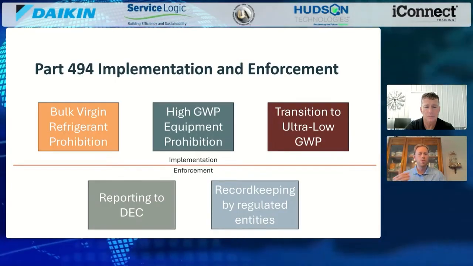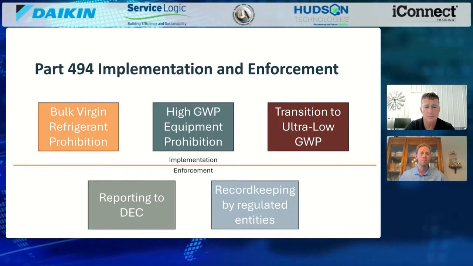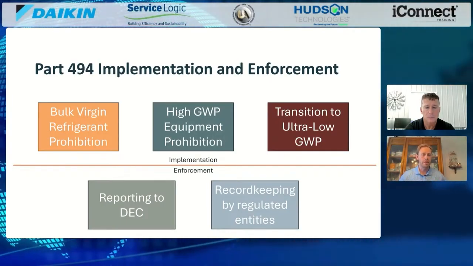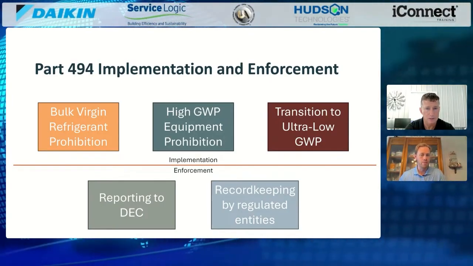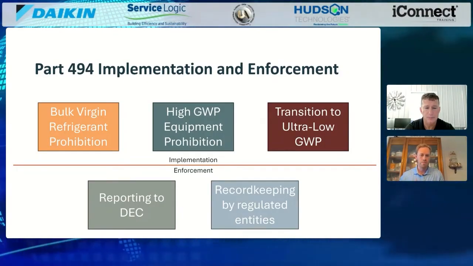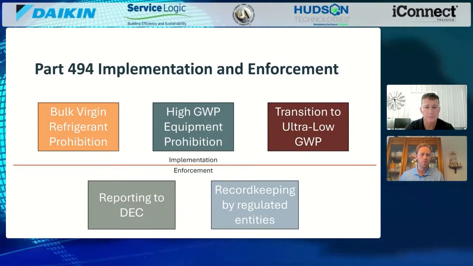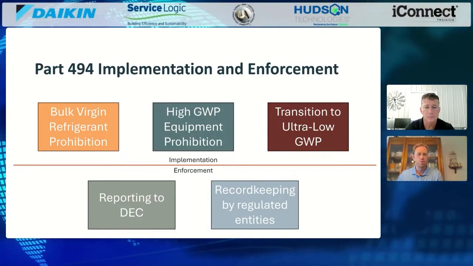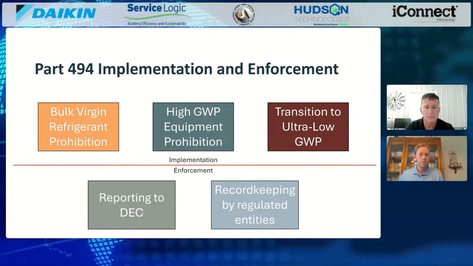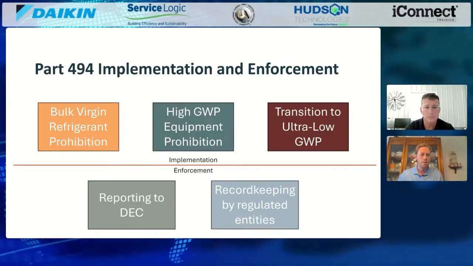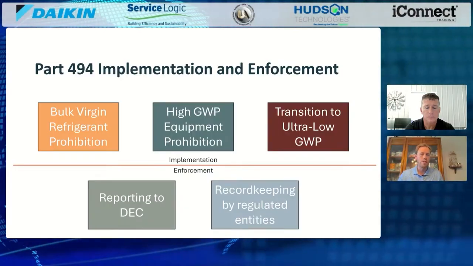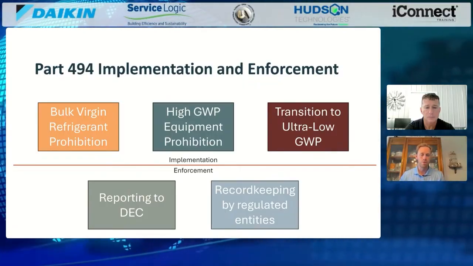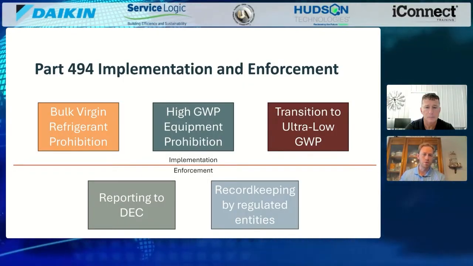Your implementation side is going to have what we all are used to. In that middle high GWP block, that's basically your technology transition for that specific state. So imagine just the TT rule that the EPA issues. That's what that is. You look to your left at the bulk virgin refrigerant ban. In order to enforce the high GWP equipment transition, and then also the ultra low GWP later on, they're going to ban the use of virgin refrigerants and force reclaim usage.